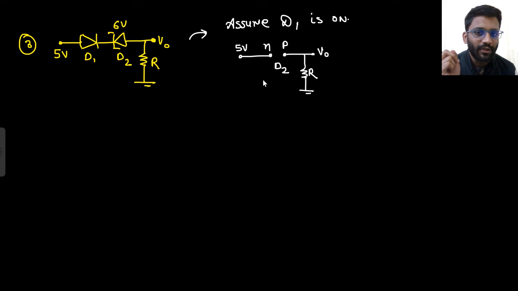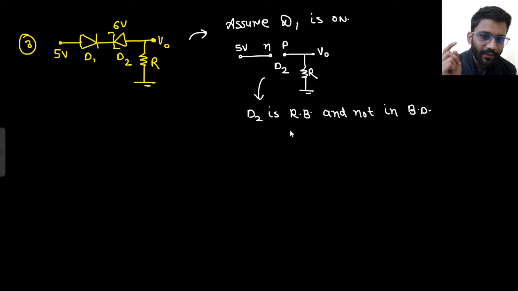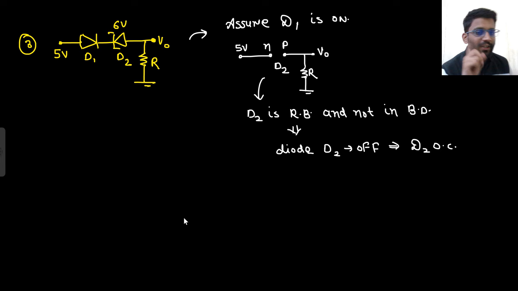So D2 is reverse biased and not in breakdown. That means diode D2 is off. That means D2 is open circuited. And if D2 is open circuited, the current here will be 0. And if the current in diode D1 is 0, it will also be open circuited. Right? Are you getting my point? D2 is open circuited. So this will be the condition.